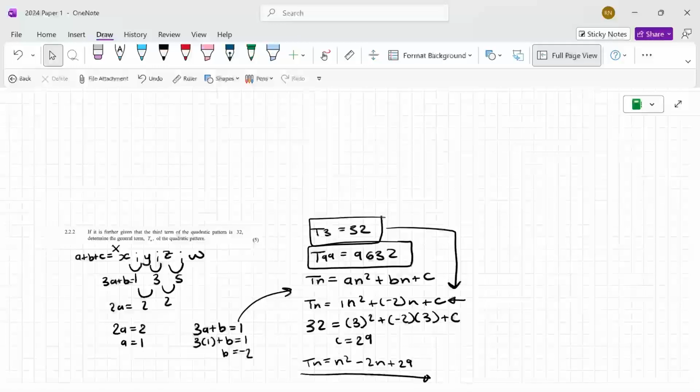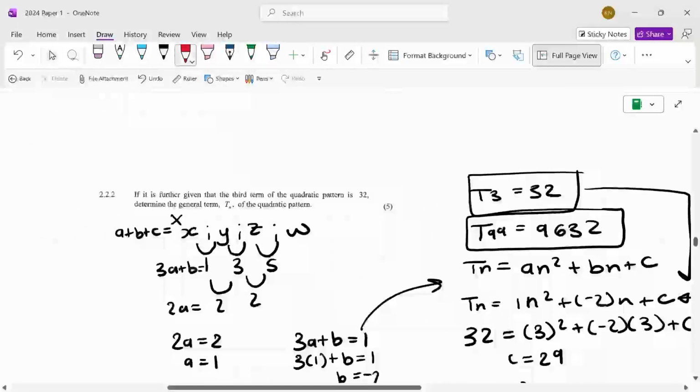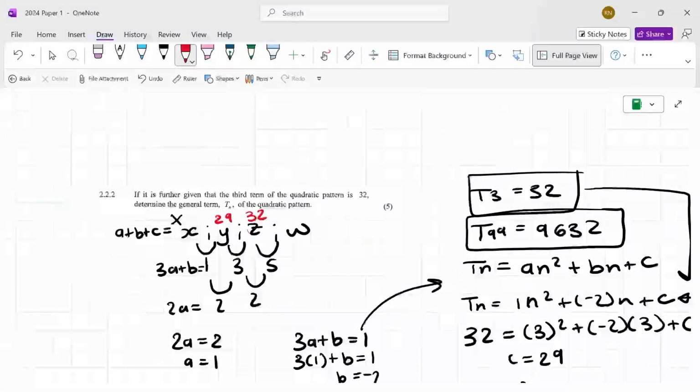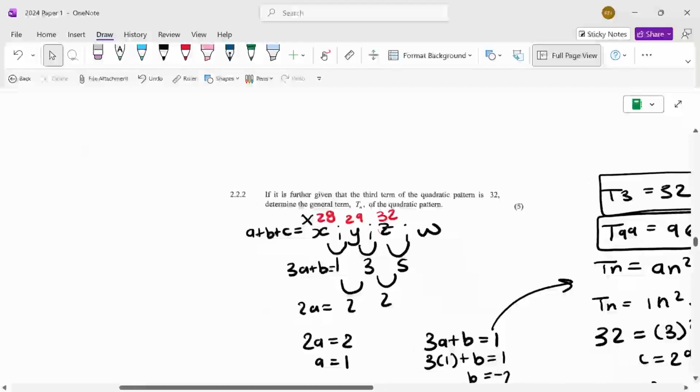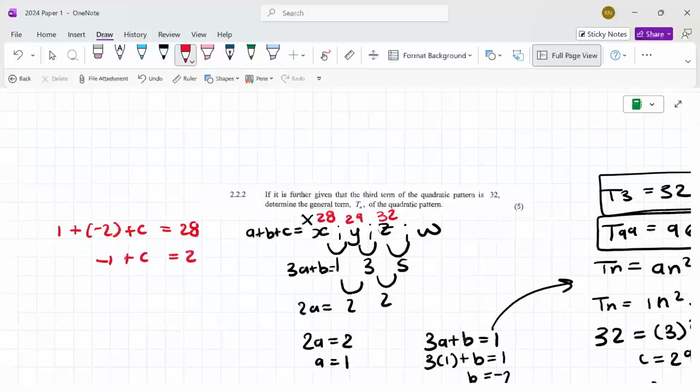Or if you were feeling very smart, they told you that the third term is 32, which means that you could have eventually found the first term. So 32 minus 3 would have given you 29, and then 29 minus 1 would have given you 28. And then you could have used that to get your c. So you could have said a, which is 1, plus b, which is minus 2, plus c would give you 28, right? So this would give you minus 1 plus c is equal to 28, and so c is equal to 29.